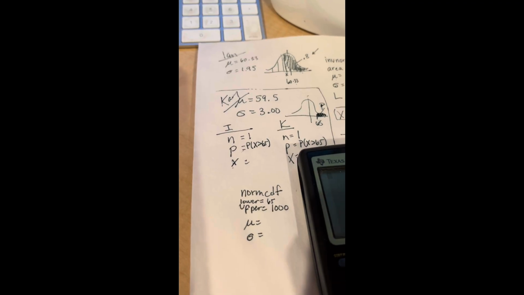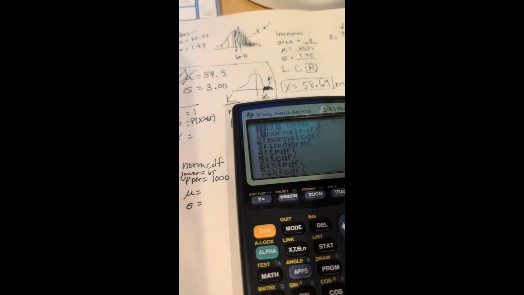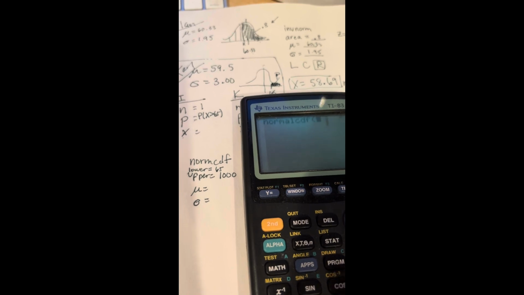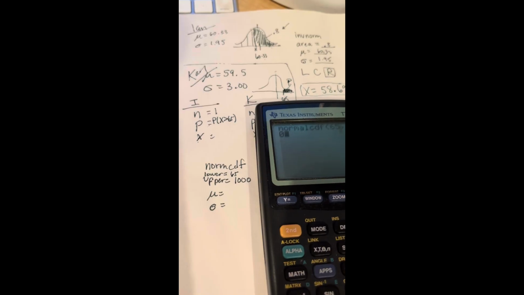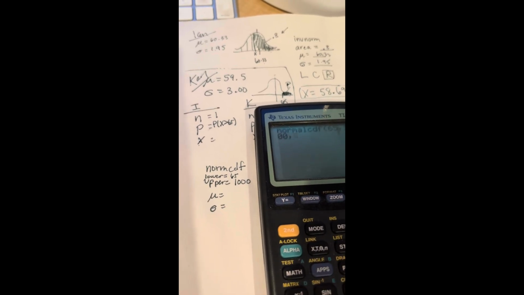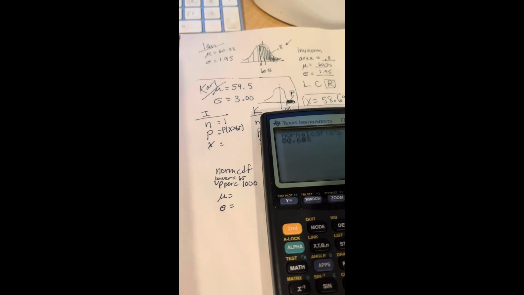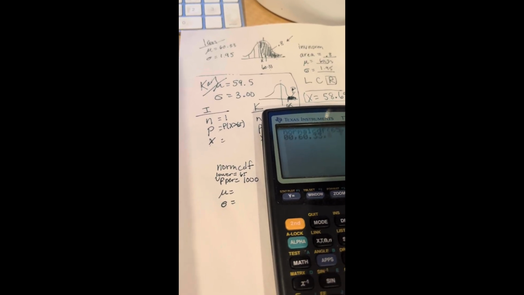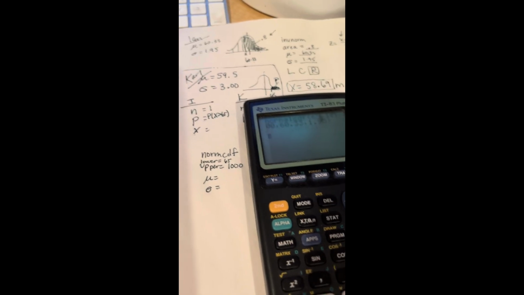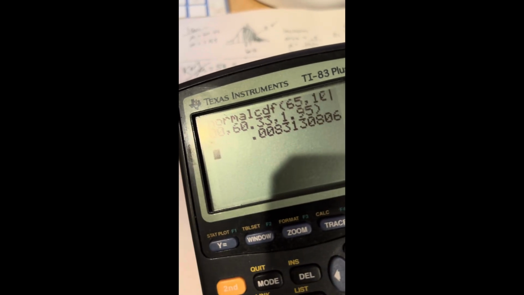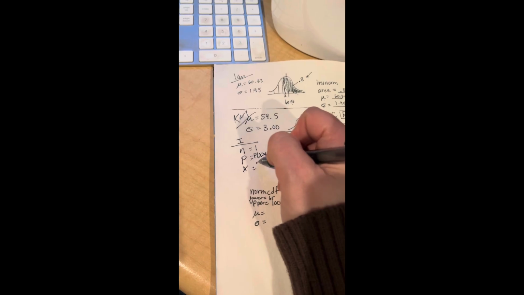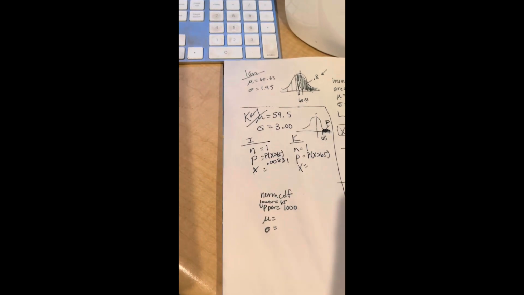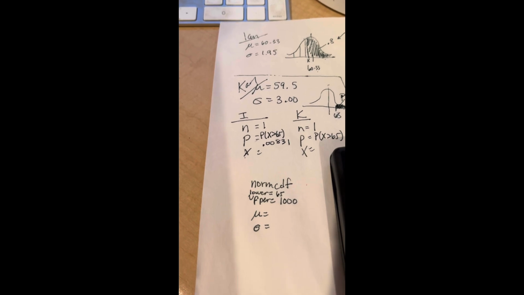So on the calculator, we would go to the distribution menu and go for norm CDF. You would type those values in, lower, upper, I'll do Ian, 60.33 for his average, standard deviation of 1.95. So I am getting 0.8%, 0.00831. So probability of success, 0.00831.